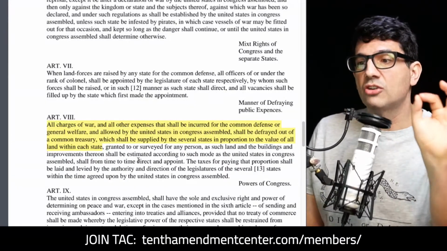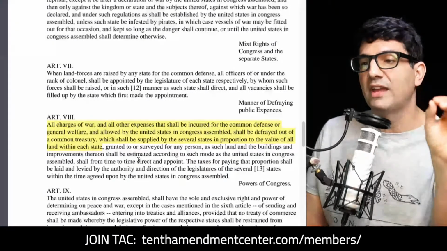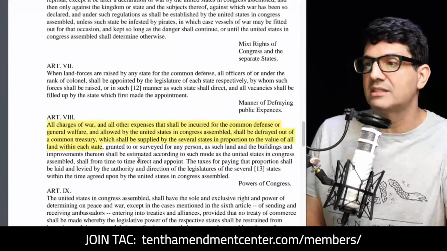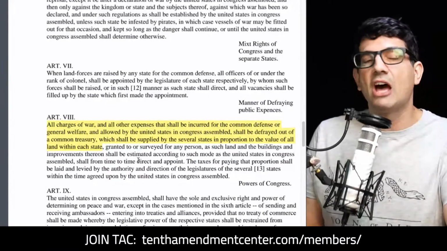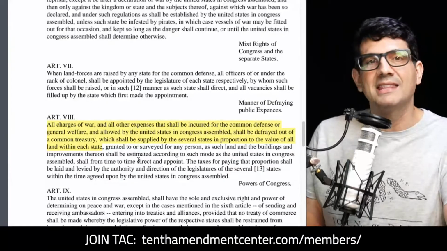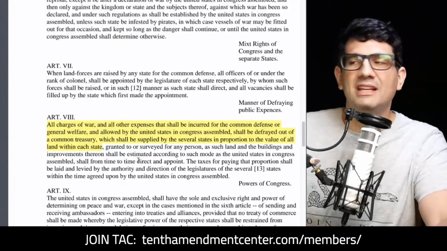Here it is, all charges of war and all other expenses that shall be incurred for the common defense or general welfare and allowed by the United States in Congress assembled shall be defrayed out of a common treasury, which shall be supplied by the several states in proportion to the value of all land within each state.